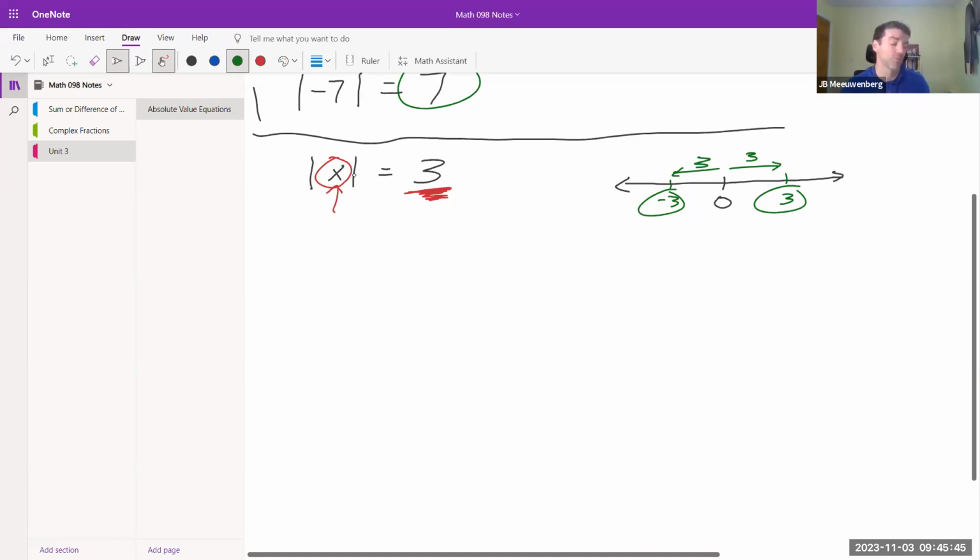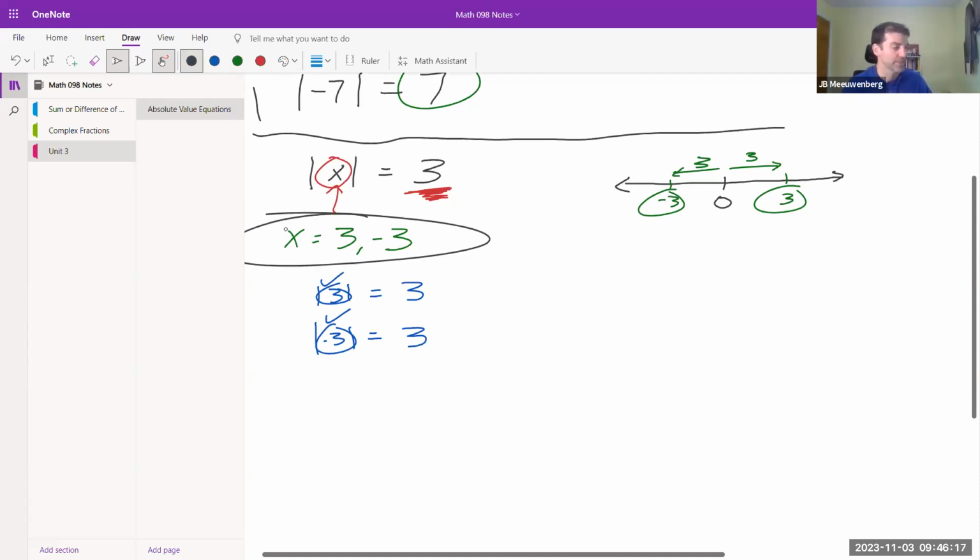So this equation, when you have an absolute value and a variable inside there, it often has 2 solutions. X could equal 3, or it could also equal -3. And we can check that by simply putting both of those values back into the equation and see if it's true. The absolute value of 3 is equal to 3, and the absolute value of -3 is also equal to 3. So both of these values check out. They both make it true. So this equation had 2 solutions.